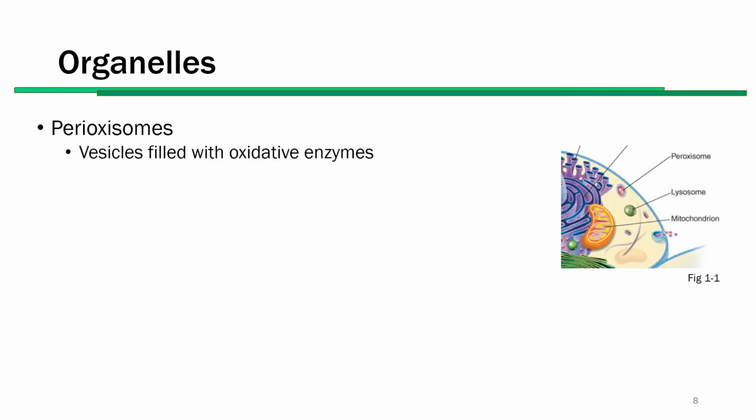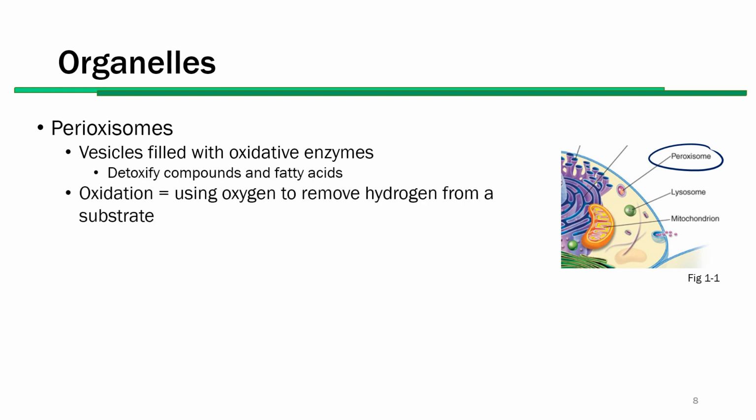Peroxisomes are vesicles filled with oxidative enzymes. So here's our peroxisomes, and these are just little cartoons. That's not necessarily what they look like. They detoxify compounds and fatty acids. The process of oxidation is using oxygen to remove a hydrogen from a substrate. And peroxisomes do that. They have that in their name. They are oxisomes. They detoxify drugs and alcohol.